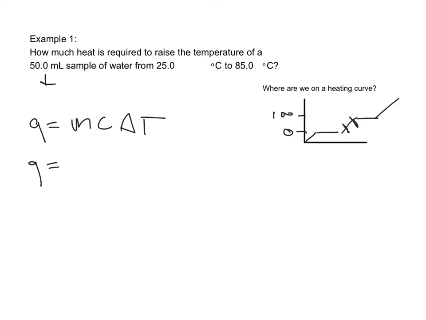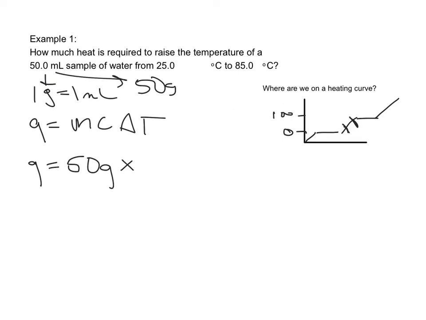But since water is 1 gram equals 1 milliliter, I know that this equals 50 grams. So I do know my mass, 50 grams, times the specific heat. You will be given all these constants. You have a big table of them in your notes. It would be given to you on the test, not something you have to memorize.